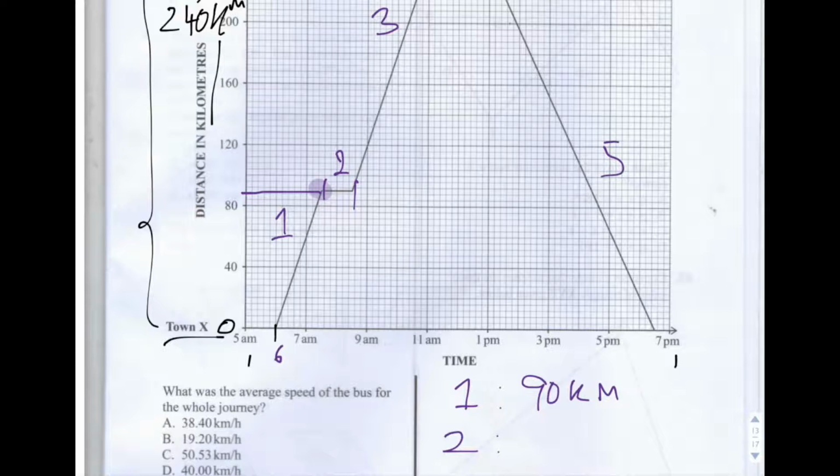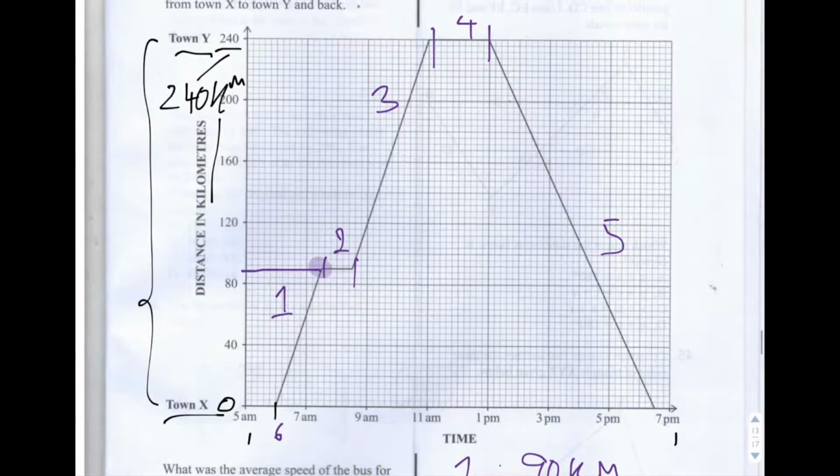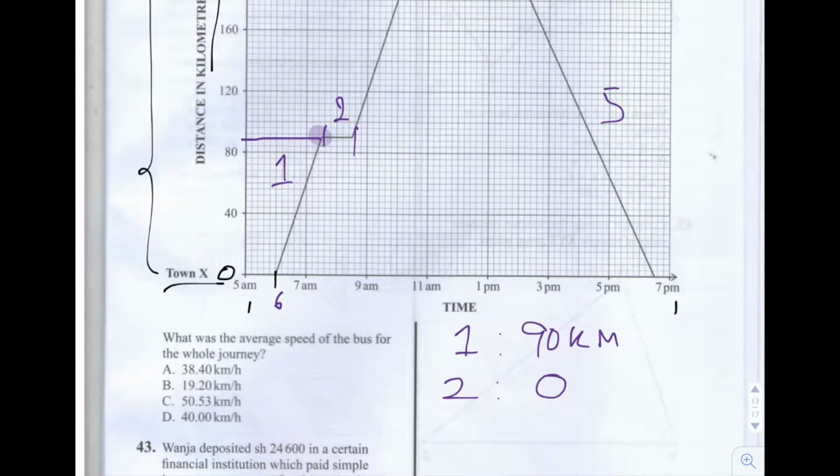In part 2, the driver is stationary. The driver just stays at the same point the whole way. So the driver covers 0 kilometers in part 2. In part 3, the driver goes from a distance of 90 kilometers from X to a distance of 240 kilometers from X. So by the end of the third part of the journey, the driver is at town Y. So the distance covered by the driver in part 3 will be 240 minus 90, which is 150 kilometers.